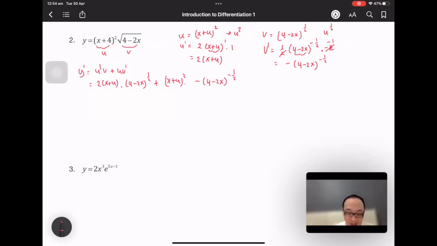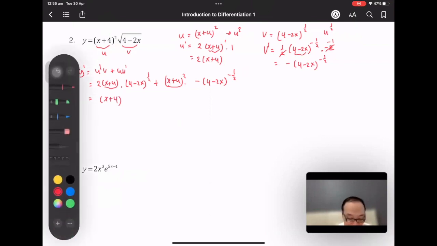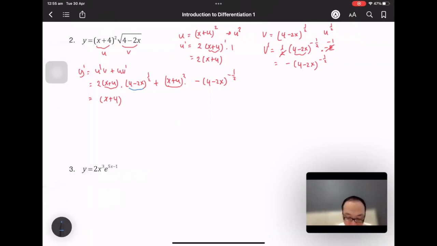Now we can simplify by factorizing. We can see that we have the same term, x plus 4 and x plus 4 square. So we can take out the x plus 4 square, x plus 4. And then we also have the other, 4 minus 2x to the power of half and 4 minus 2x to the power of negative half. So we always take the smallest power. So it's 4 minus 2x to the power of negative half. We take the smallest.